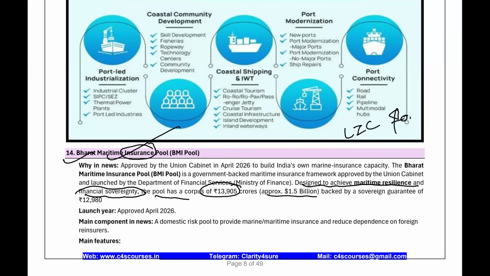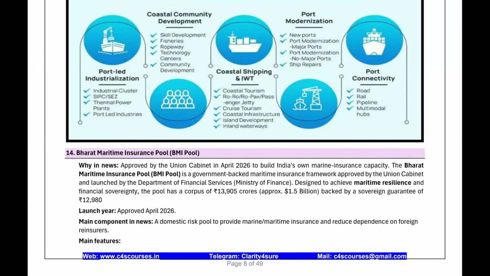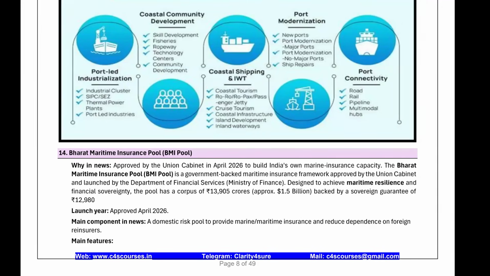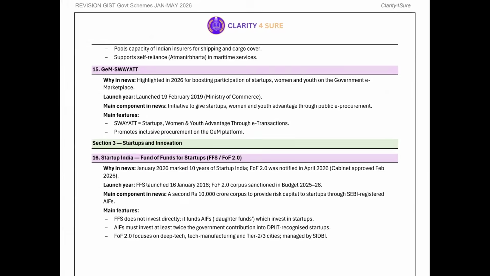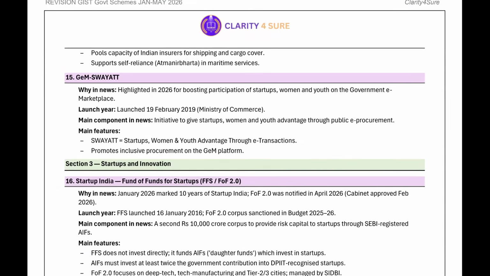Is it clear, beta? Till here it is clear to everyone. Till 14th it is clear to everyone, right? Nothing more is important. Now 15th is telling about GEM Swayat. What is it? Please try to understand. It is something you should know. Which ministry will cover it?